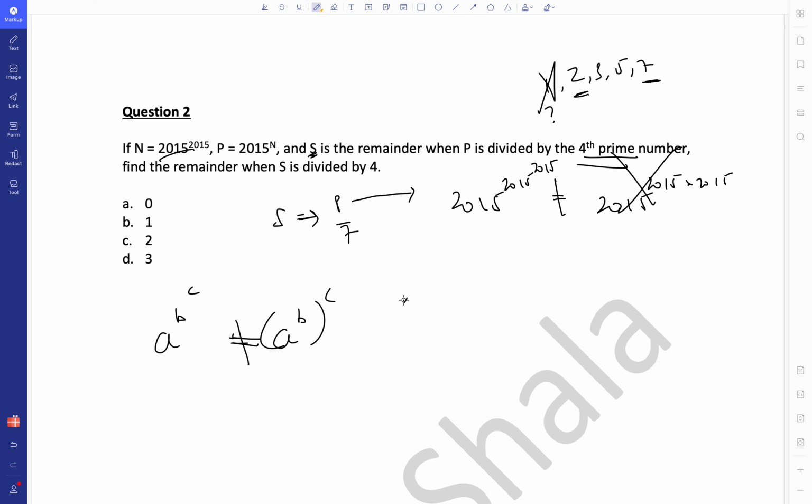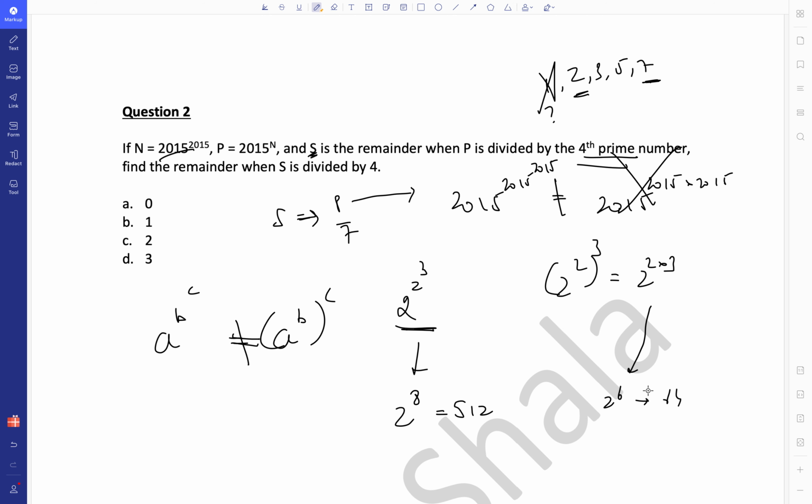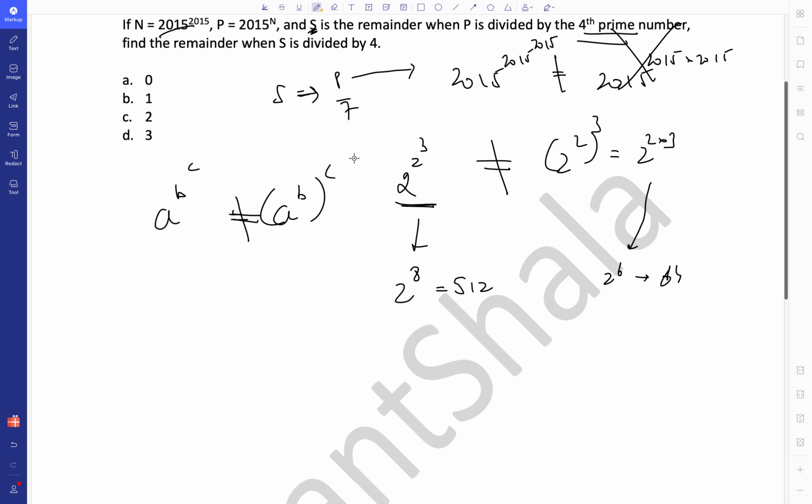Let's take an example to see this. If you have 2 raised to power 2 raised to power 3, what is the answer? This is 2 raised to power 8, which is 256. If you did it the other way, 2 raised to power 2 multiplied by 3, which is 2 raised to power 6, this becomes 64. So these two are not equal. This is the most common mistake that students make in this.